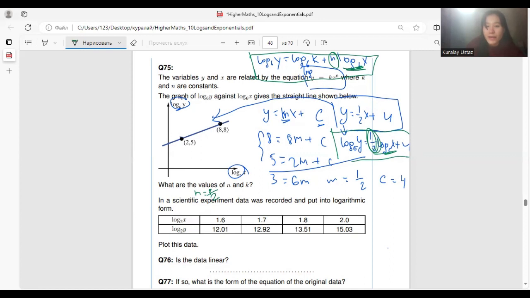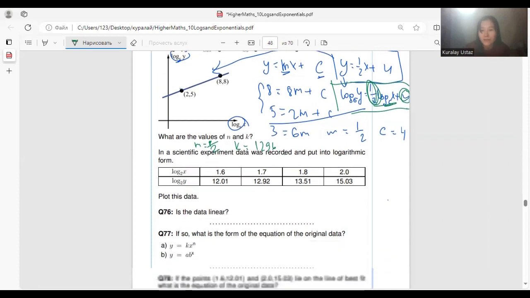Let's find the value of k. That one equals 4. So logarithm base 6 of k equals 4. So k is 6 to the power 4. That is 1296. That is the answer. Let's go to the next question.